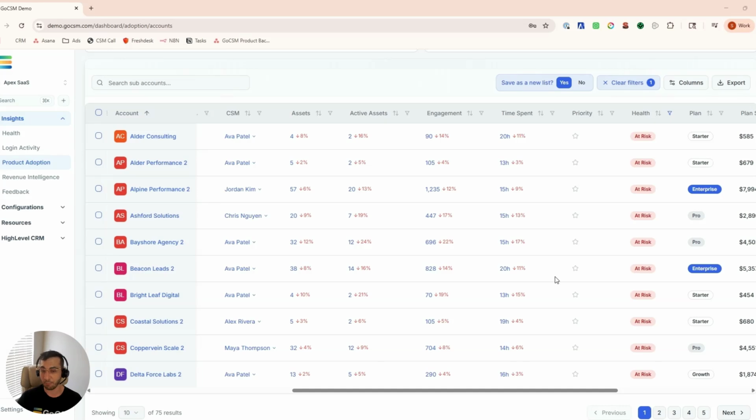Next position that I want to go over is the customer success director. They're going to be using very similar data, but asking different questions. The CSM is focusing on one account at a time, while the director is looking at a holistic picture and trying to identify systemic issues and patterns.